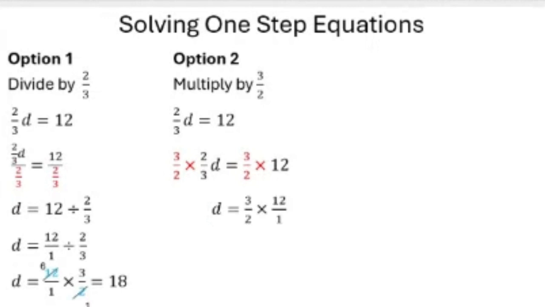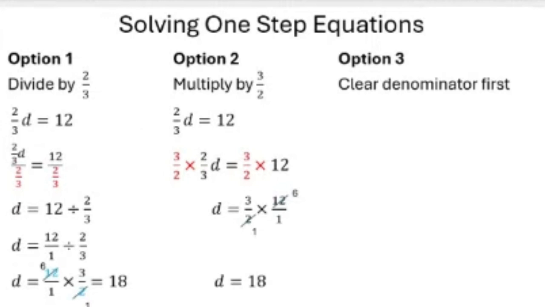So turn the 12 into 12 over 1. Do your canceling like we did before. And there's your answer, 18 as well. Much less work. So if you're tempted to divide by a fraction, instead multiply by the reciprocal. It will be much easier.